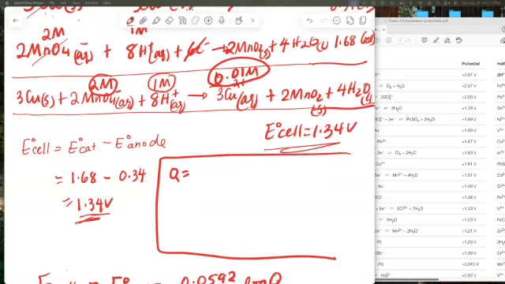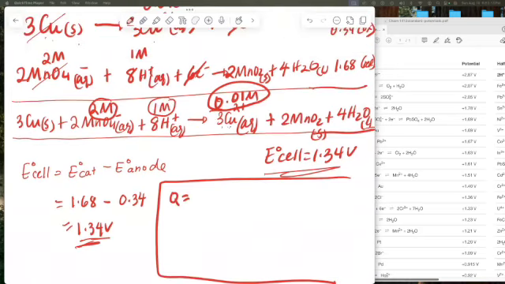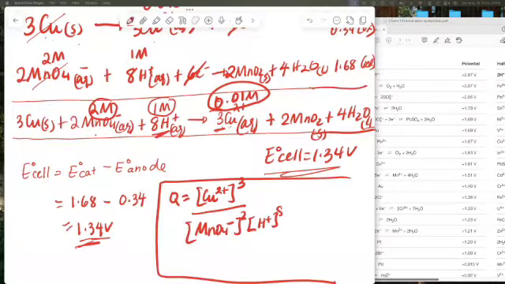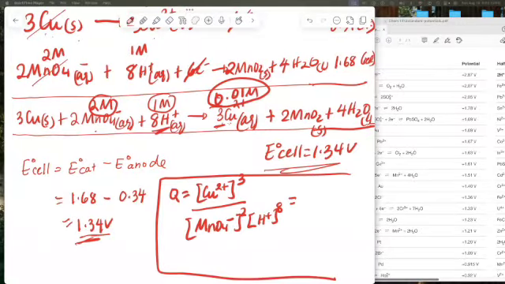So Q is our products, right? So we have copper ion raised to the power 3, divided by permanganate ion raised to the power of 2. And then we have the hydrogen ion here, raised to the power of 8. So you want to plug in these numbers given to you. The copper ion is 0.01, cubed, over the permanganate ion, 2 squared. And then the hydrogen ion is 1 to the power 8. And you want to work this out.